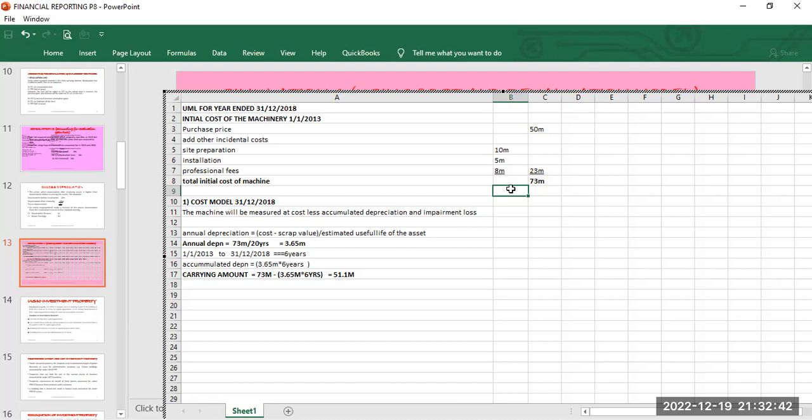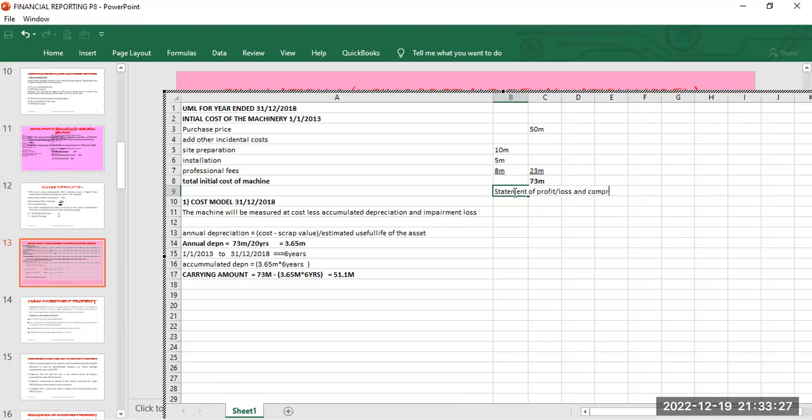But remember, these people also wanted us to look at the revaluation. Let's first complete this and look at the statement of financial position. Remember, we have three statements: the statement of cash flow, the statement of financial position, and profit and loss. Let's start with the profit or loss.